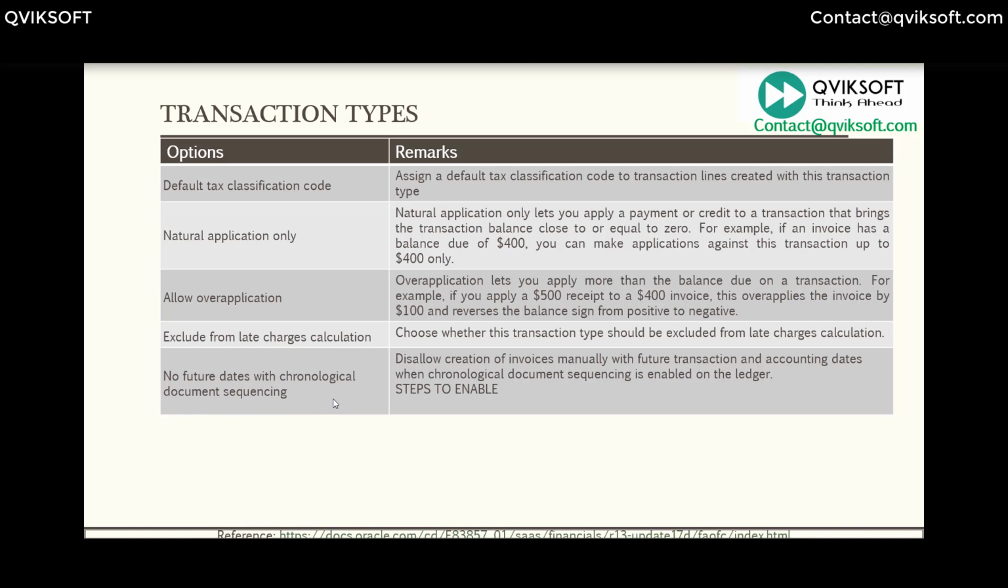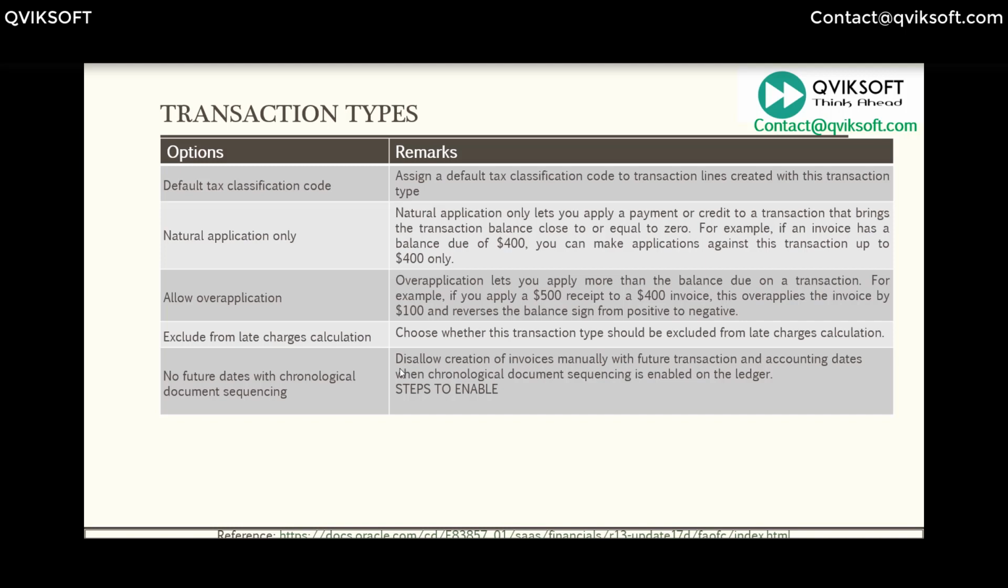Future dates with chronological document sequencing. If you're going to use document sequences and also enforce chronological document sequences, that means if invoice number 25 is on 10th April, invoice number 26 has to be 10th April or a later date, it cannot be on a previous date. And if you do this, then it will not let you choose a future date either.